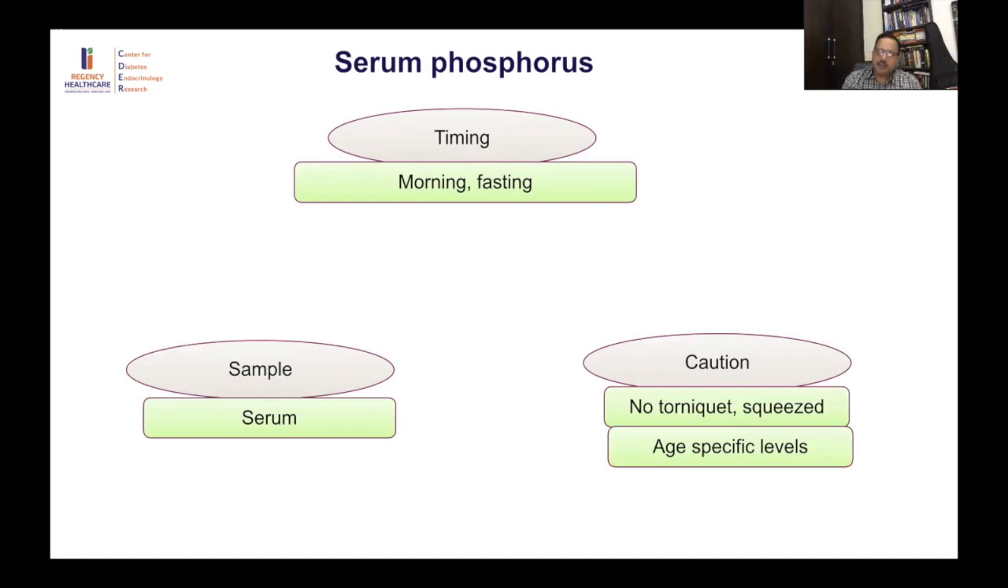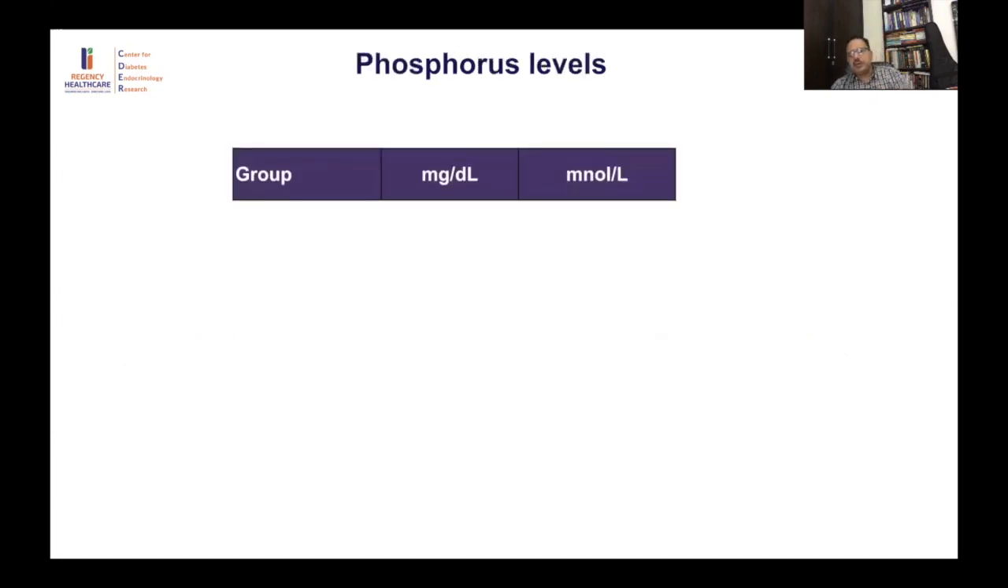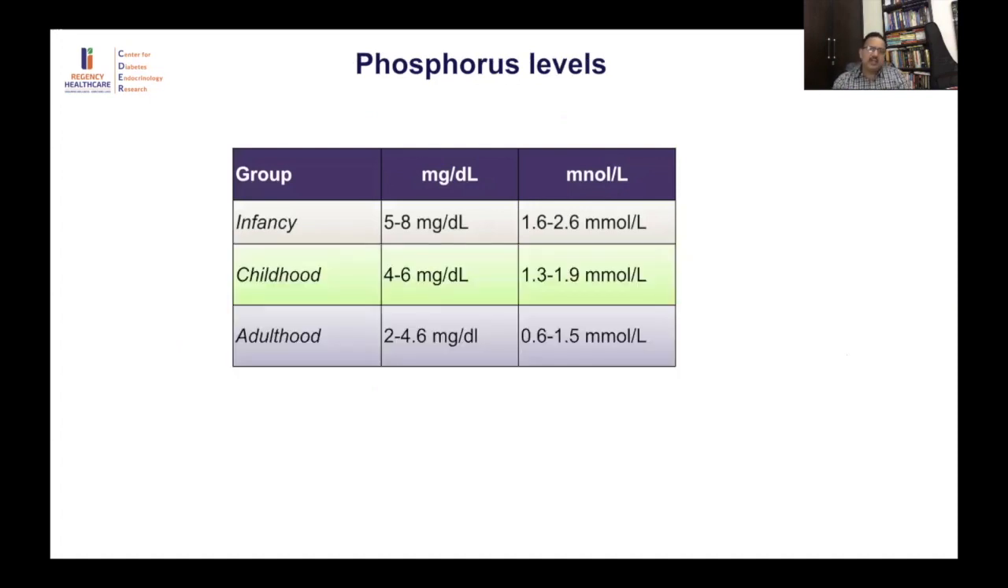Age-specific levels of phosphorus should be used, which we are giving here. In infancy, the levels can be really high, up to 8 milligrams per dL, and subsequently the level comes down in adulthood. Very important to remember, the reports we get usually will have adult cutoffs given. So often we will misdiagnose something as hyperphosphatemia when it may actually be the normal situation for that age.